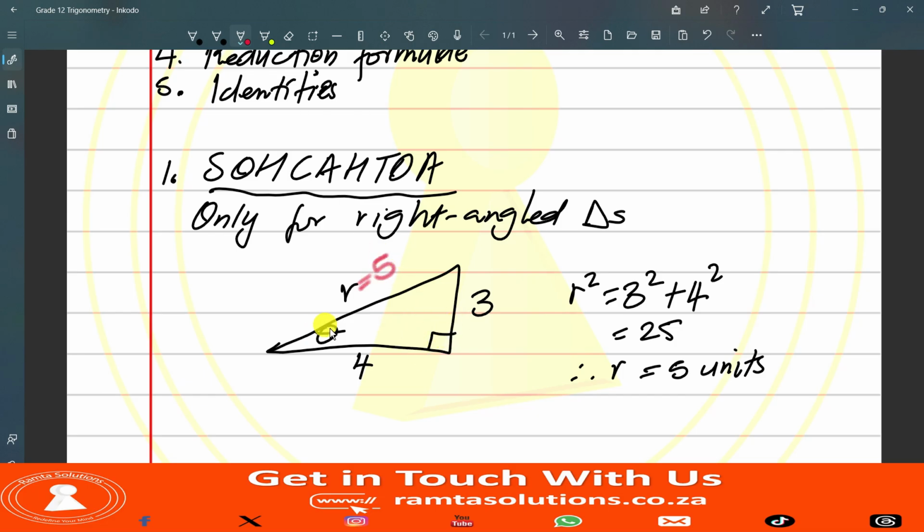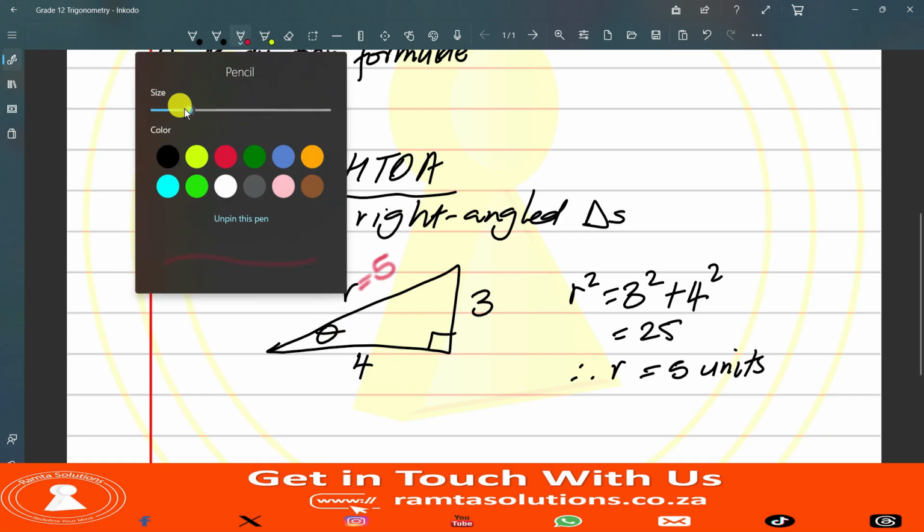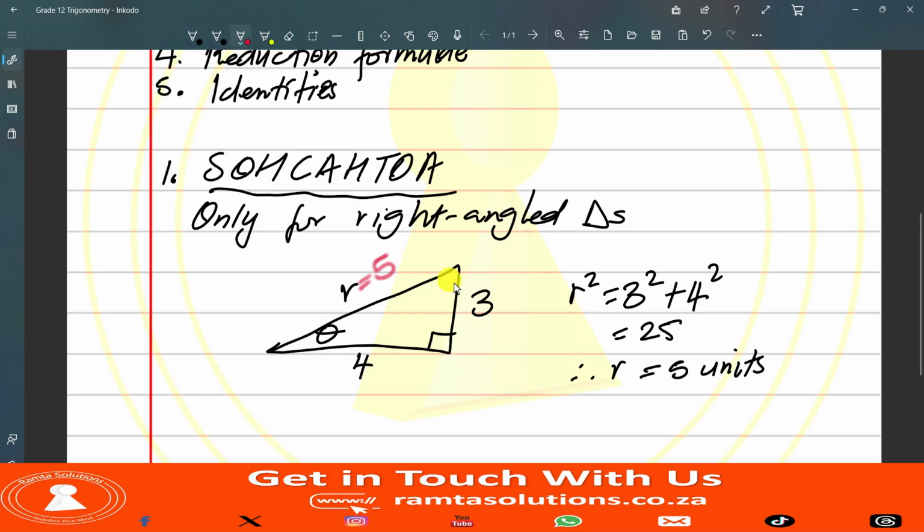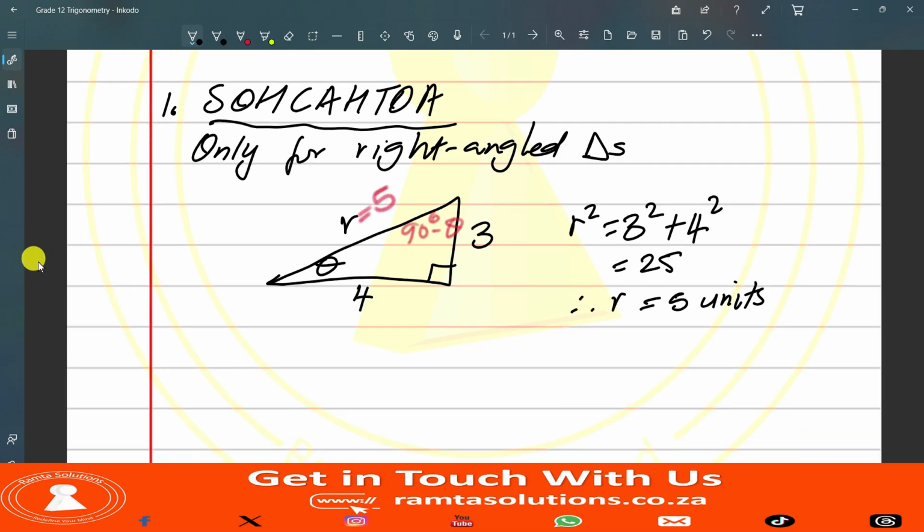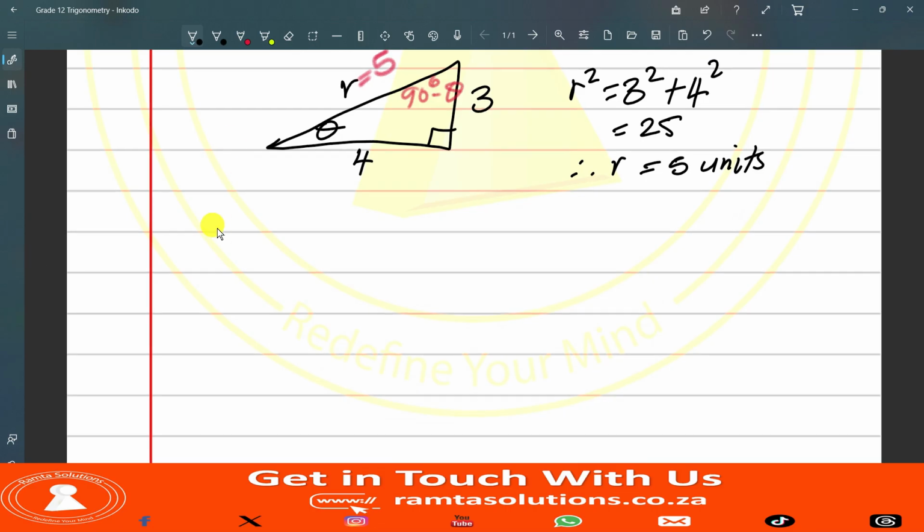This is a right angle triangle. This is theta. So we can say, let me reduce the size a bit. Then we can say this angle here must be 90 degrees minus theta. Okay, perfect. With SOHCAHTOA, we then say, for example, that sine is equal to opposite over hypotenuse. Now, let me just say sine theta and not just sine. Sine theta here is equal to opposite over hypotenuse.